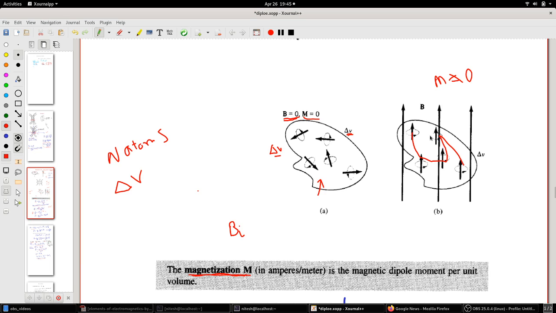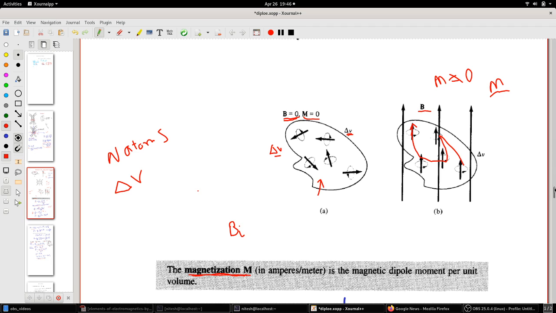Now when you apply an external magnetic field B to this material, all these magnetic dipole moments orient themselves in a certain direction, which is the direction of B. So you get a resultant M afterwards. It's no longer 0 now. The dipole moments of this material will add up in one direction and give a non-zero magnetization, a non-zero value of M.